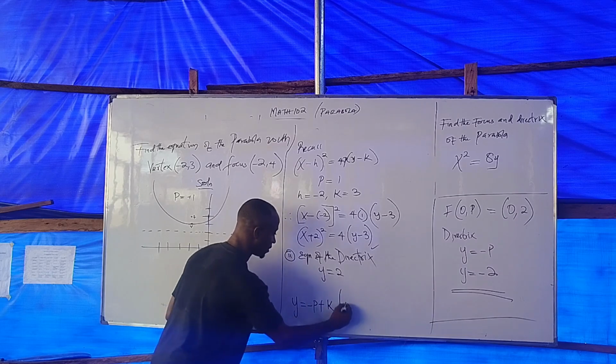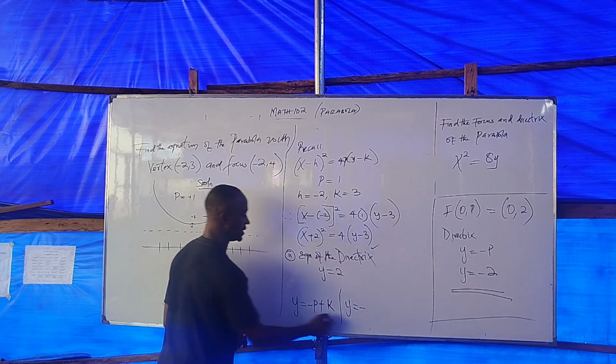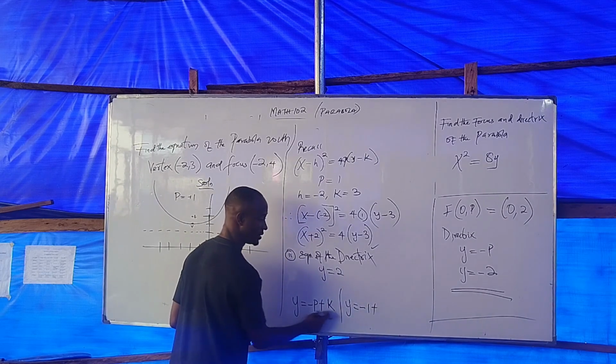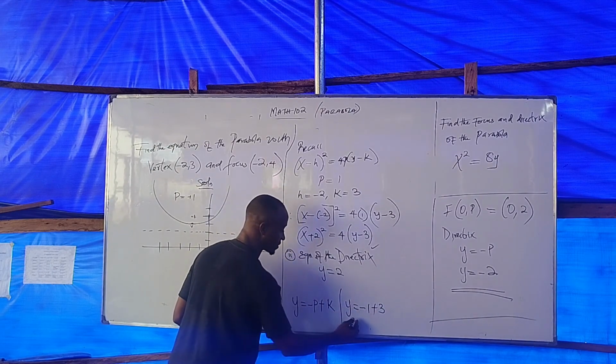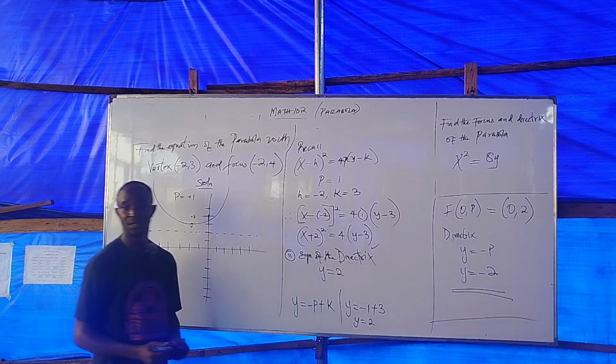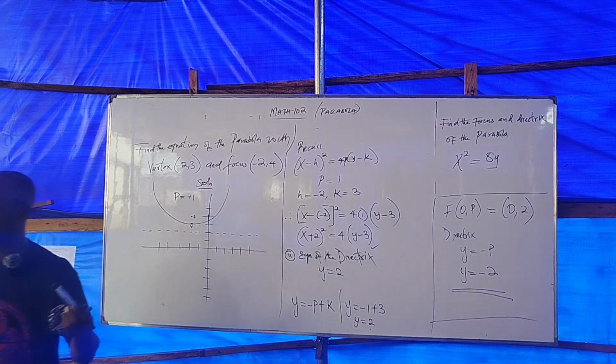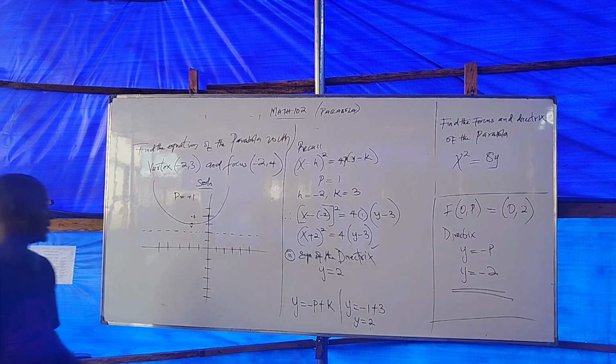So what do you have here? Y equals minus what's that p? 1 plus what's that k? 3. Minus 1 plus 3 is what? Is the answer the same? So whichever one you want to use, you can use and get the same answer. Is it making sense now? Okay.